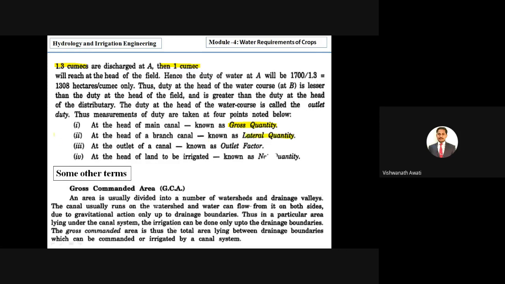Then at the outlet of the canal, it is known as outlet factor. Correct? At the head of the land to be irrigated, it is known as net quantity. It is how much is required.